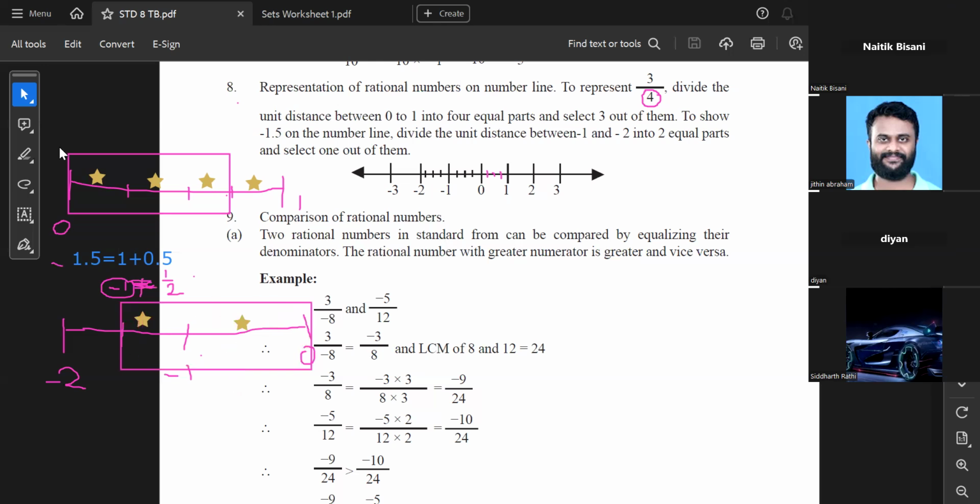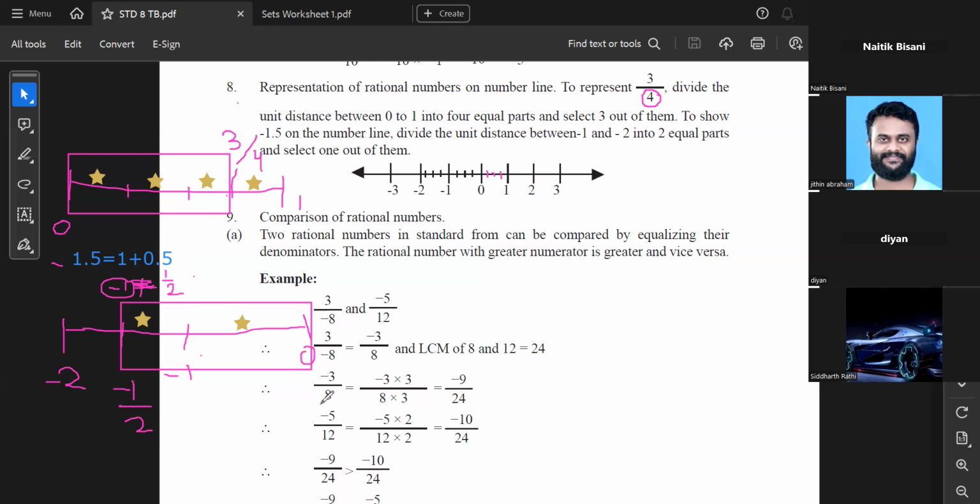And in the number line, if I'm trying to write minus 1/2, I'll write over here in the corner itself. I'll write minus 1/2. Like over here also, this is 4 parts, out of which this is the third part. I'll write 3/4 over here in the corner.